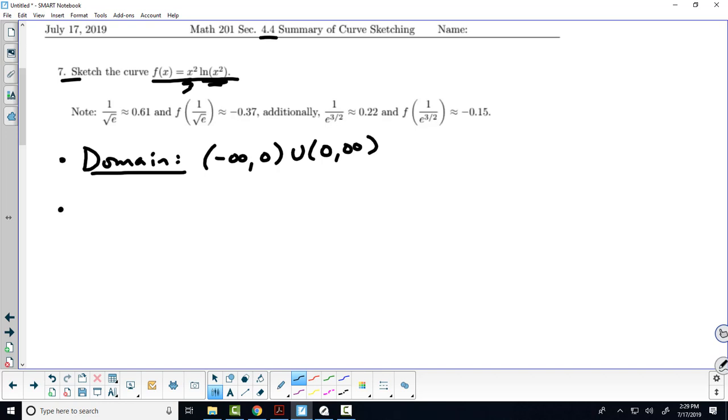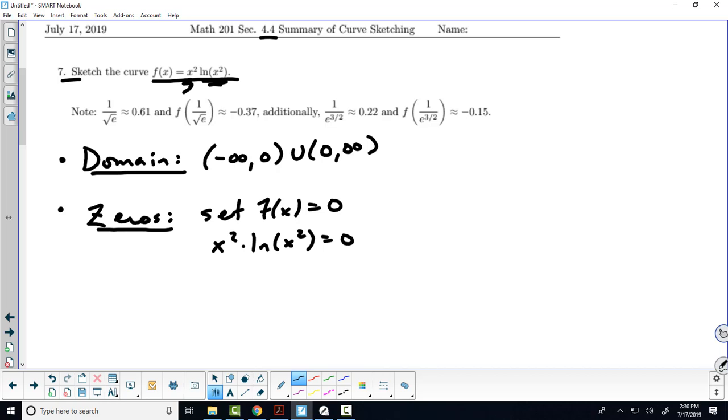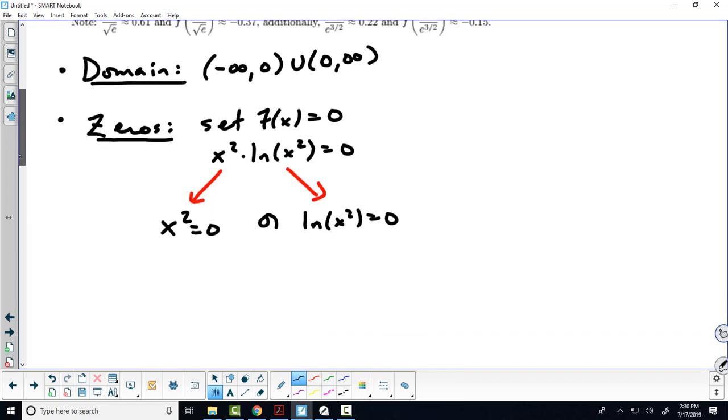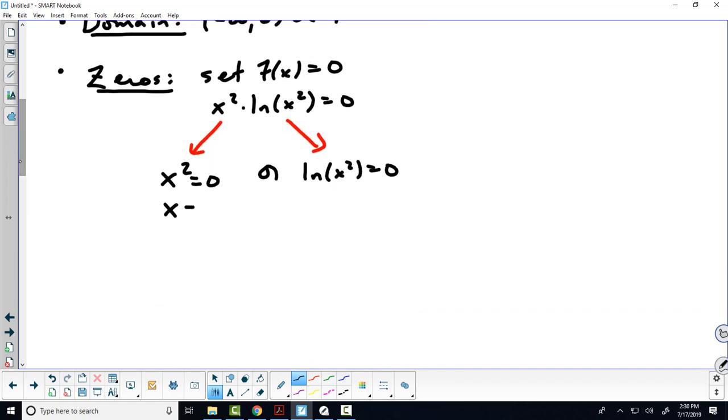The next thing we want to identify are the zeros of this function. So how do we find the zeros of a function? Well, we set the function equal to 0. That happens when x squared times the natural log of x squared equals 0. That happens when either of its two factors are 0. So that happens when x squared equals 0 or when the natural log of x squared equals 0, by the zero product property. Okay, well this happens when x equals 0, but what?